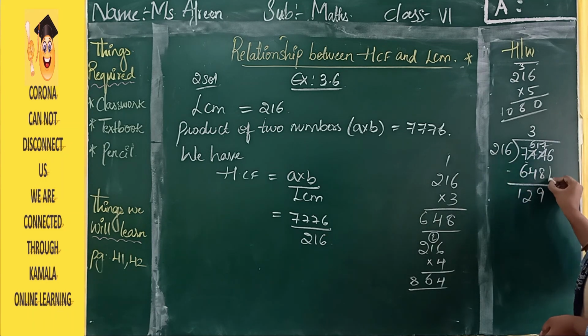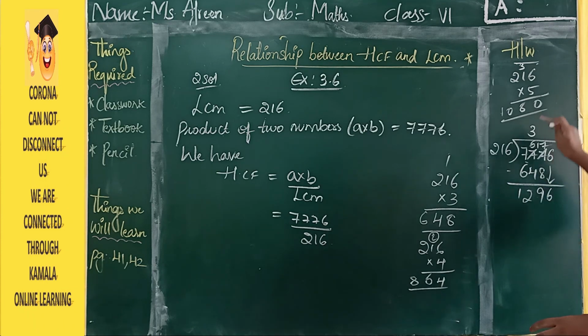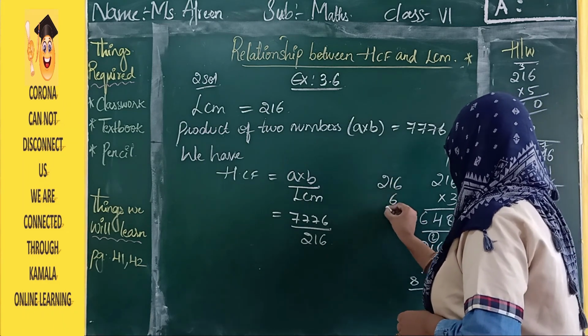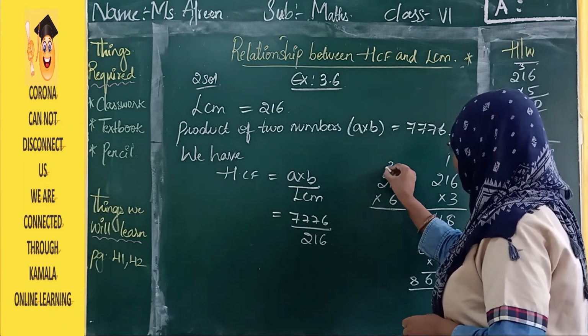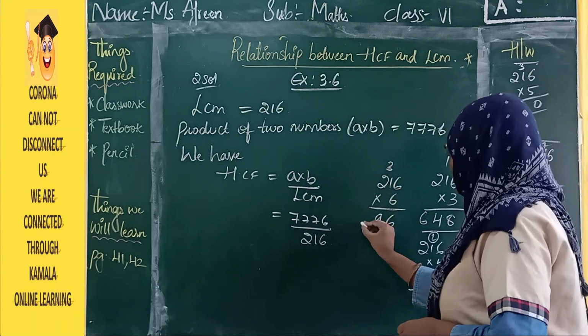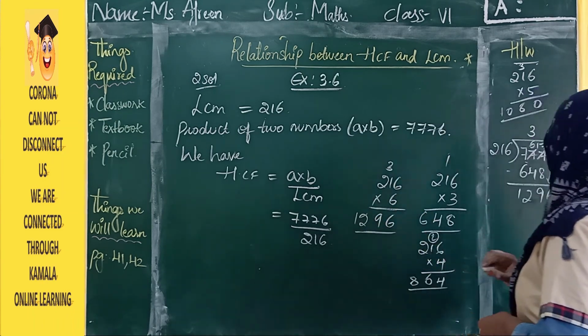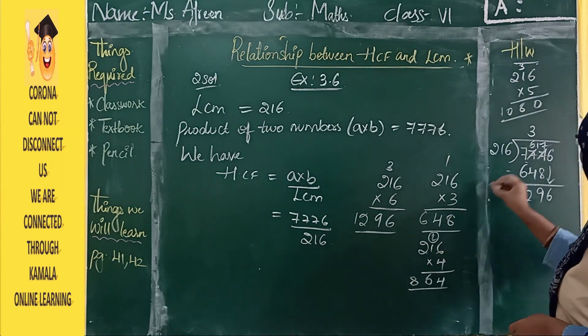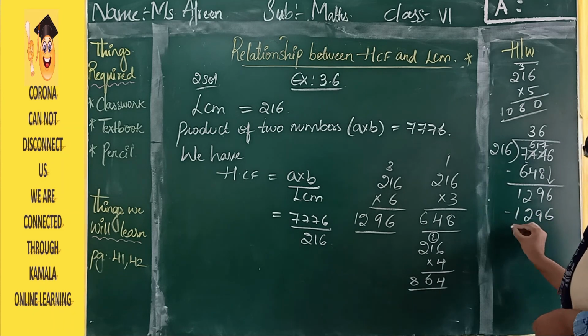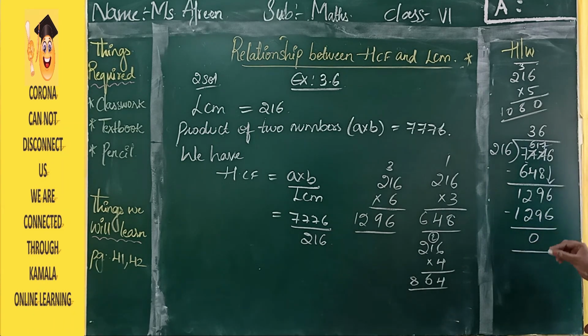129, we cannot divide, so if you take this down, it is 1296. Already 5 is 1080, right? Let us go with 216 6s. 6 6s are 36. 6 1s are 6, 6 plus 3 is 9. 6 2s are 12. So yes, 1296. When you subtract, you will get the remainder as 0.